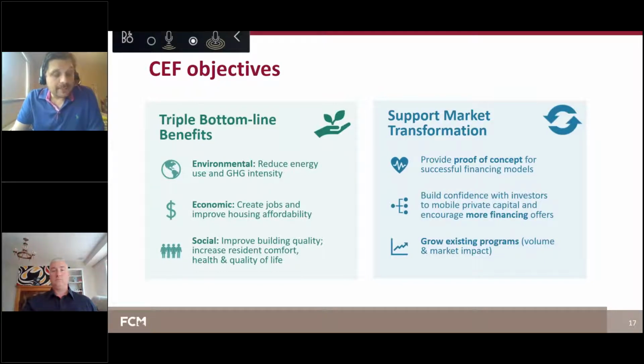And ultimately, we want to be able to build confidence with investors, pension funds and other financial institutions to be able to draw in private capital and encourage more financing offers, because we know that the scale of investment needed within the housing stock across Canada is massive, and we know that we can't do this all on the backs of property taxpayers or the Green Municipal Fund for that matter. So really trying to get the right models out within the community, get the proof of concepts, and be able to draw in private capital.